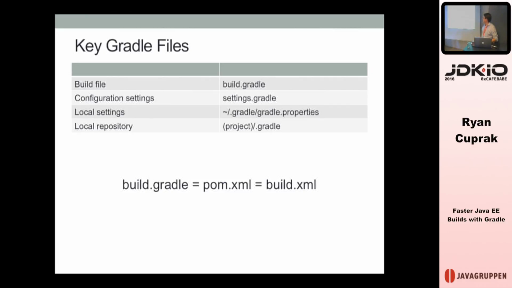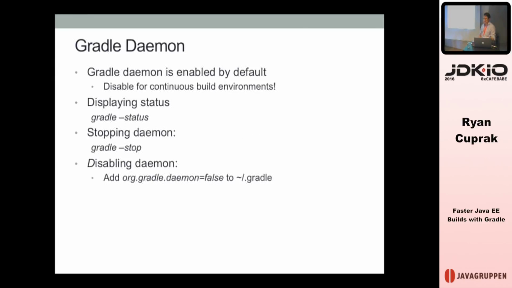The key Gradle files are build.gradle and settings.gradle. Those two are in your project directory, kind of similar to analogs in Maven, where you have pom.xml and then the properties file. You have the local settings in your home directory, which allows you to put database passwords for regression testing, which I'll show later in the presentation, where I'm running a regression test and I need to connect to a local database. And then your local repositories in /.gradle. The build.gradle is equivalent to your pom.xml and build.xml if you're coming from either of those two worlds. And you can rename the file anything you want.